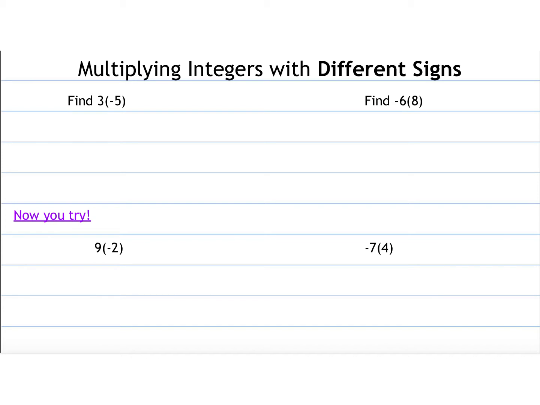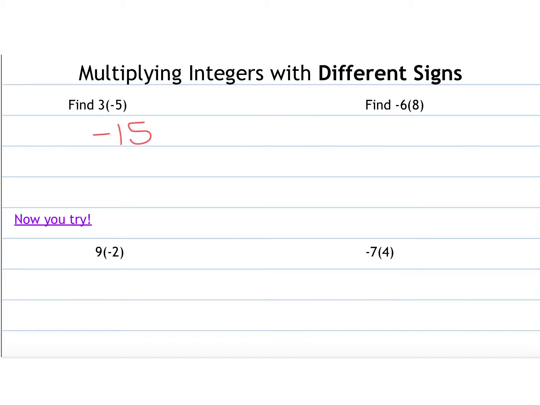So let's practice. Our multiplication is going to be the same. So 3 times -5, again, make sure you have the problem written down. Well, 3 times 5 is 15. And the signs are different, so that means the answer is going to be negative. A positive times a negative equals a negative. Next one, -6 times 8.